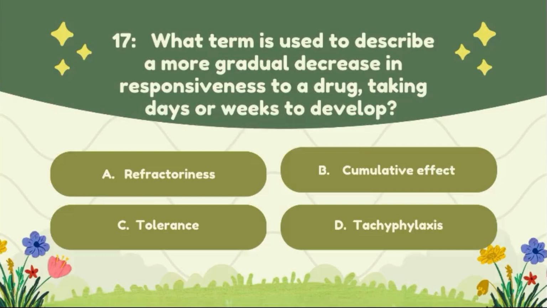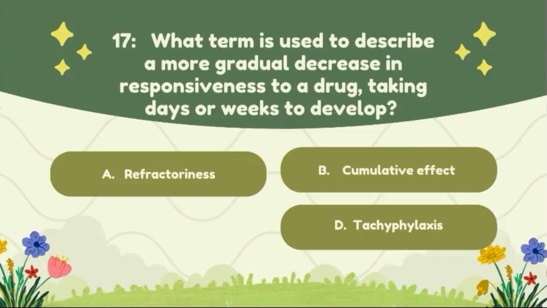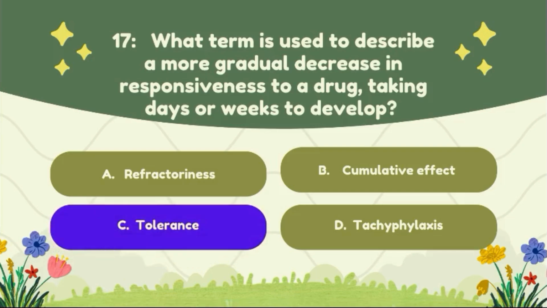Question number 17. What term is used to describe a gradual decrease in responsiveness to a drug taking days and weeks to develop? Option A is refractoriness, B is cumulative effect, C is tolerance, and D is tachyphylaxis. The correct answer of this question is tolerance.